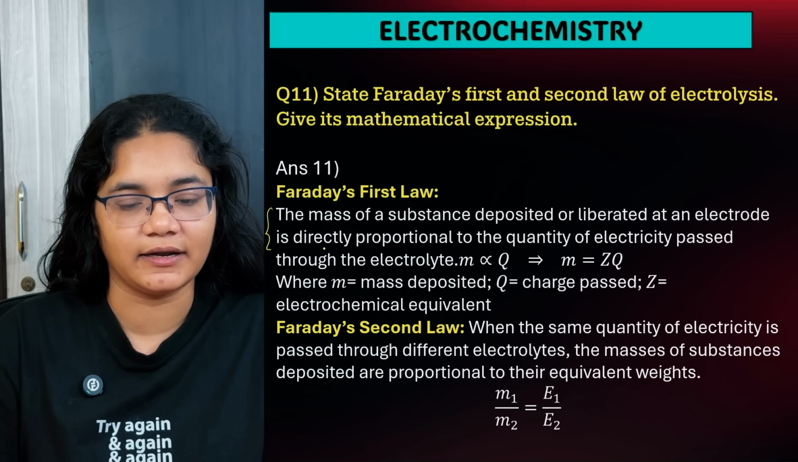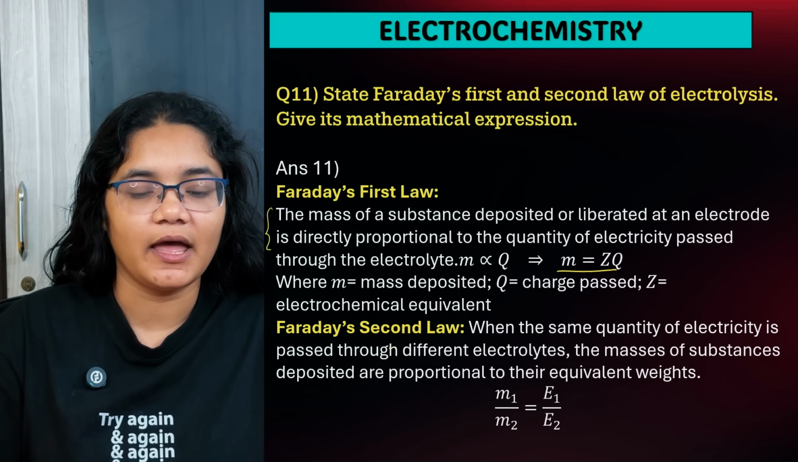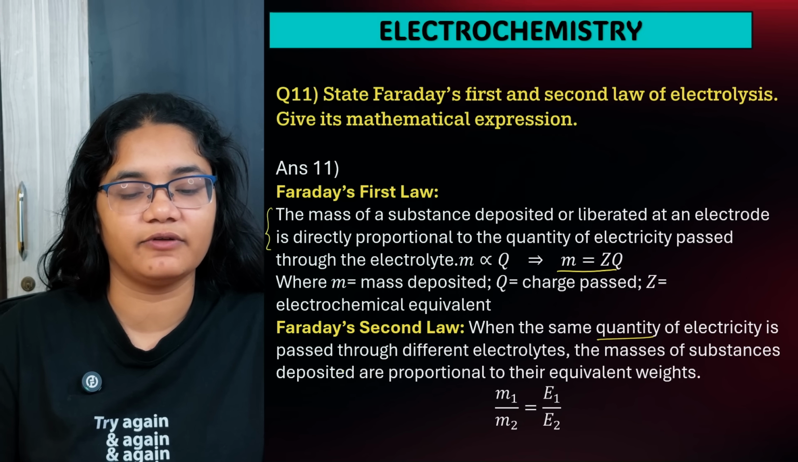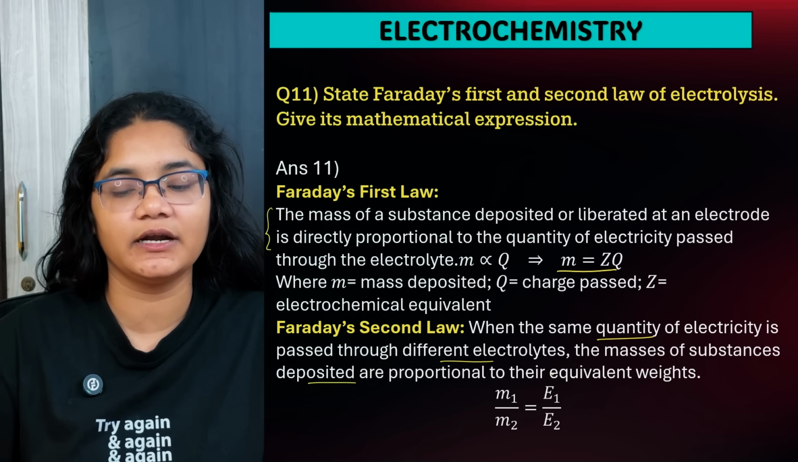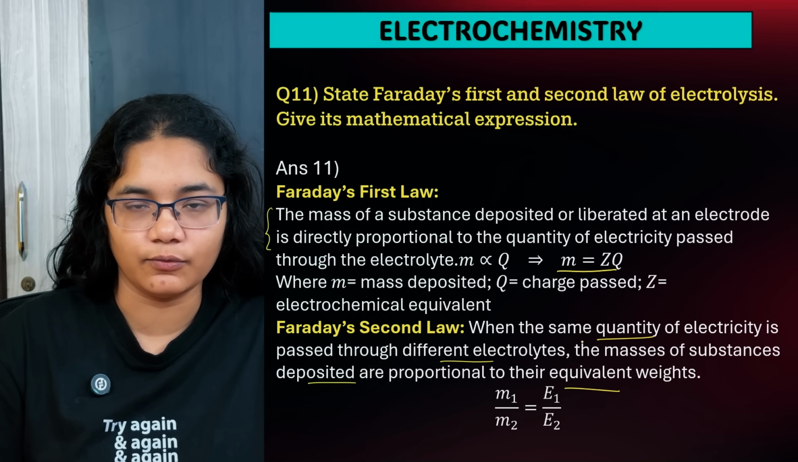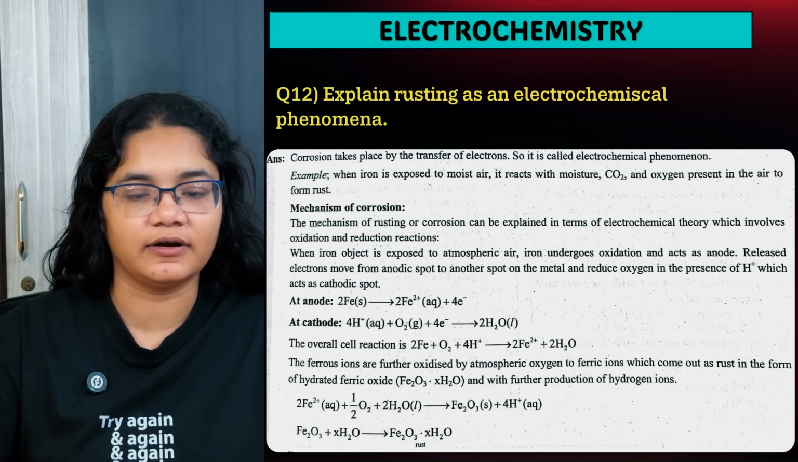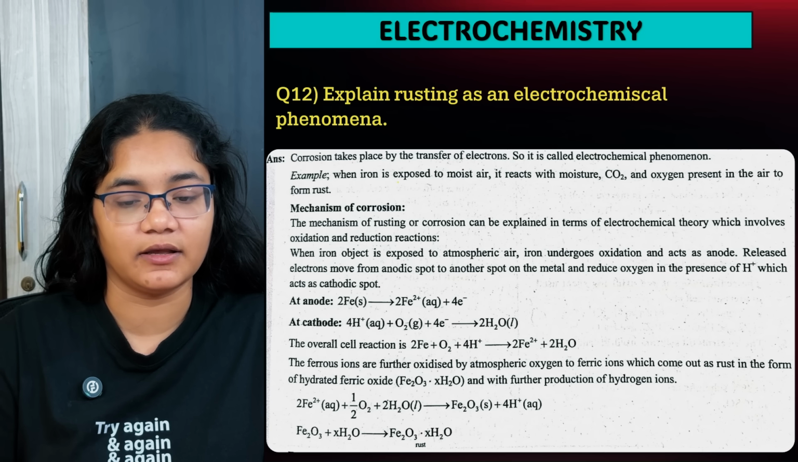So the statement, you have to write it correctly, and then the formula. And Faraday's second law: when the same quantity of electricity is passed through different electrolytes, the masses of the substance deposited are proportional to their equivalent weights. Next, we have rusting of iron as an electrochemical phenomenon.